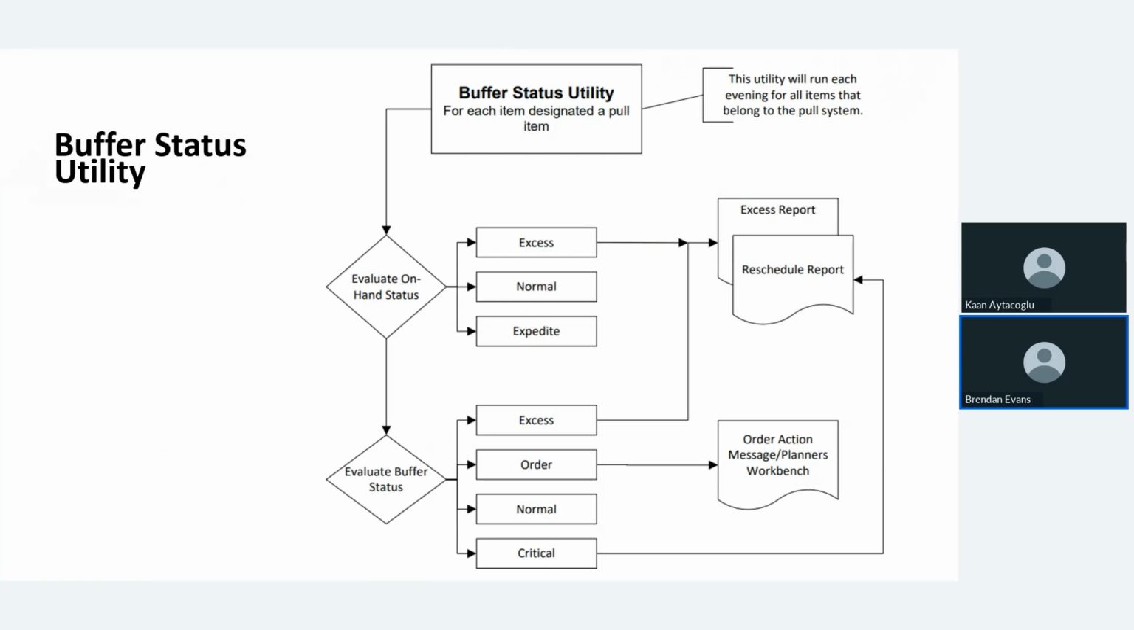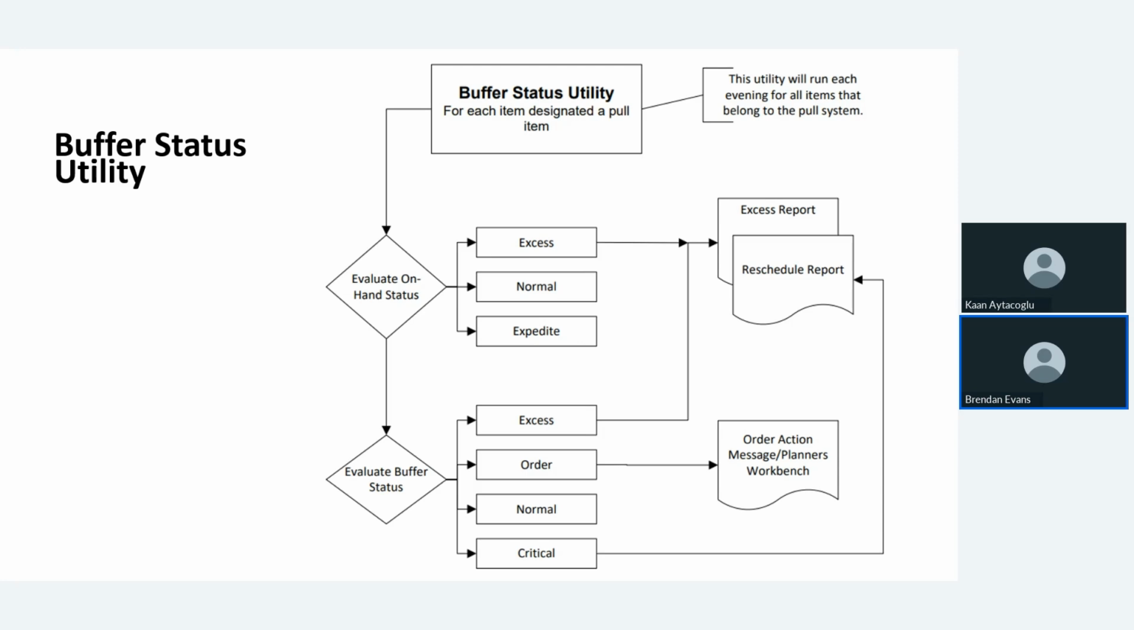So the buffer status utility uses the standard SyteLine interface. If you don't perform automatic order replenishment, which is an option in your parameters, then generally speaking you'll use the material planner workbench to replenish inventory for your lean items. This will alert the planner that there's a requirement to make or buy that item.